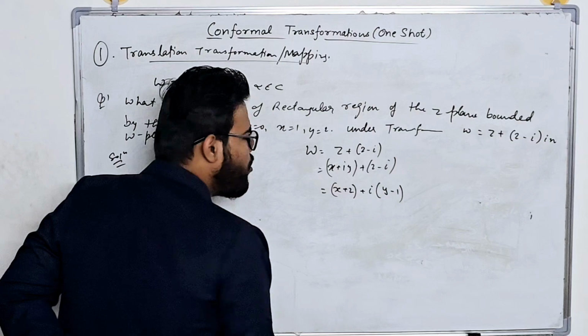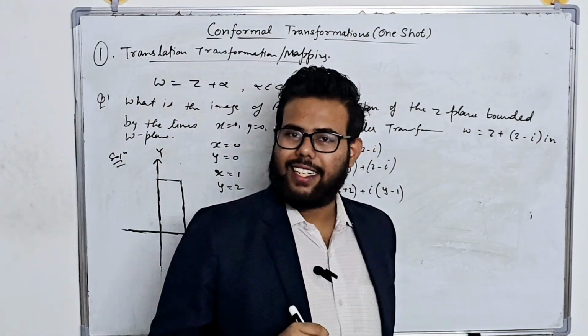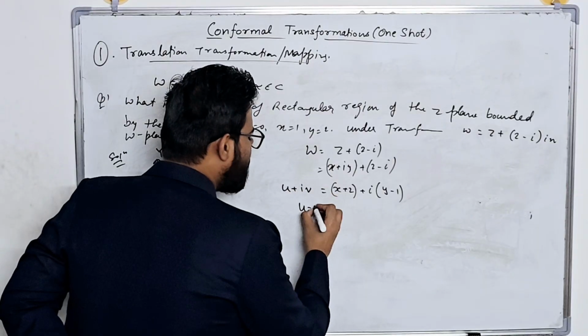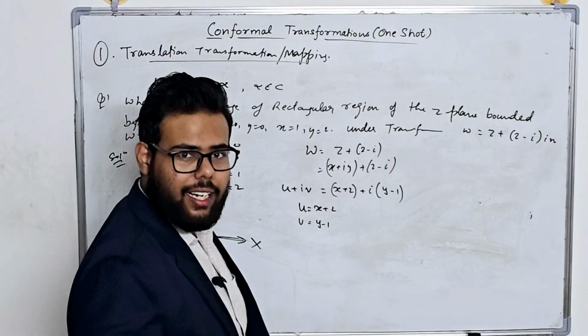Right? Now what is w? W was equal to f of z, which is equal to u plus iv, right? So hence u is equal to x plus 2 and v is equal to y minus 1, correct? Right.